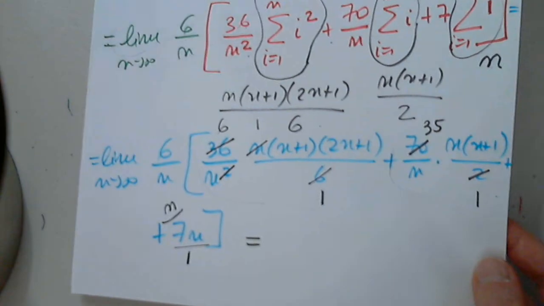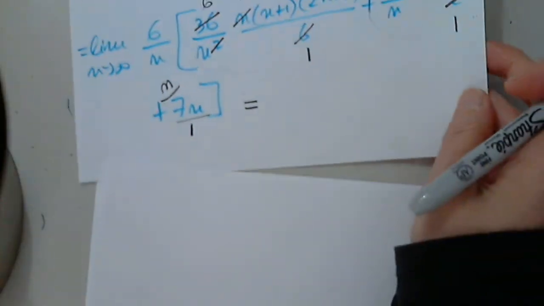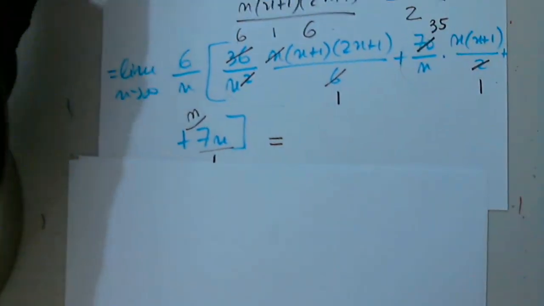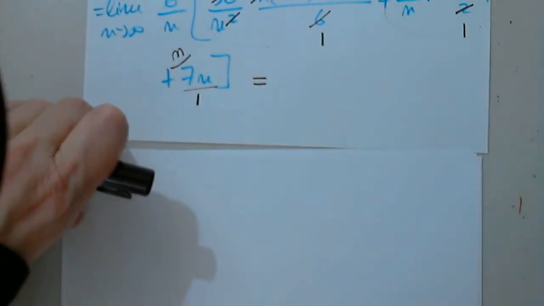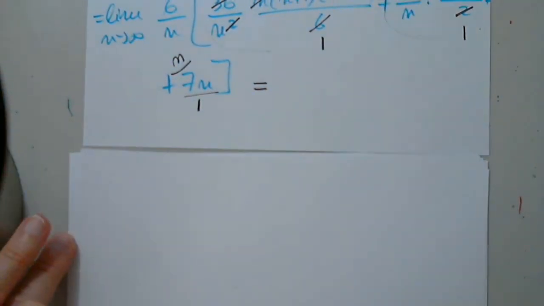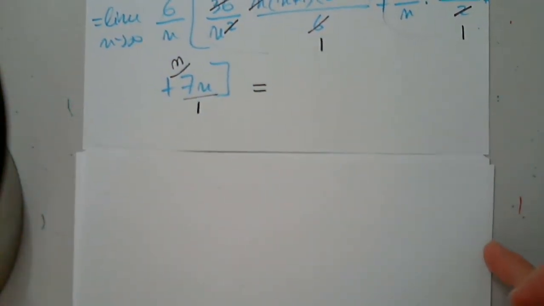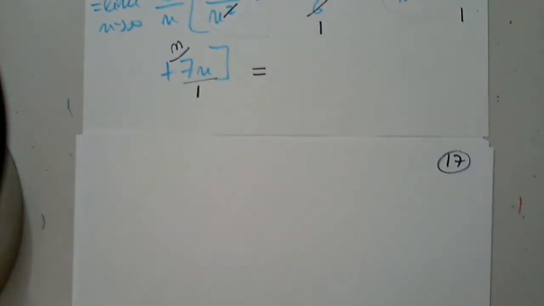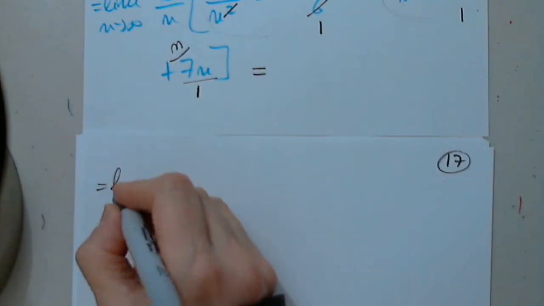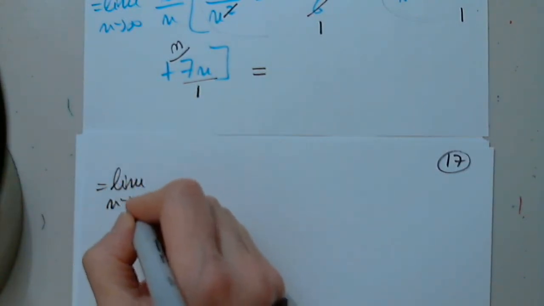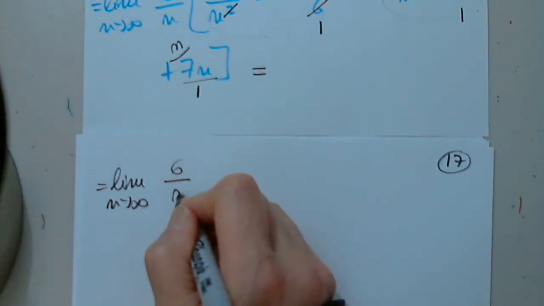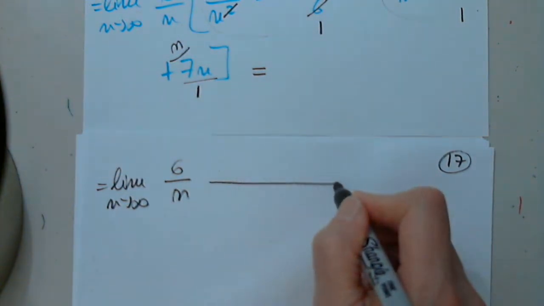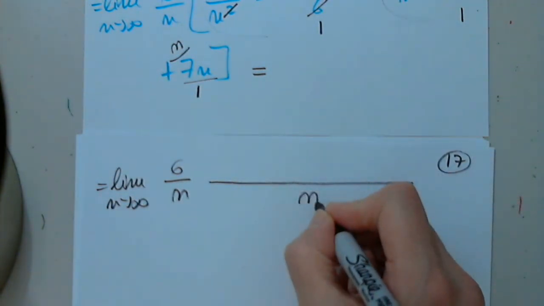Yes, the calculations are cumbersome. Yes, it's a long problem. I agree. It would have been a little bit easier, but I wanted you to see at least one example in which the interval does not start at 0. So this is very important to see. So limit as n approaches infinity, 6 over n patiently waits, n in the denominator.